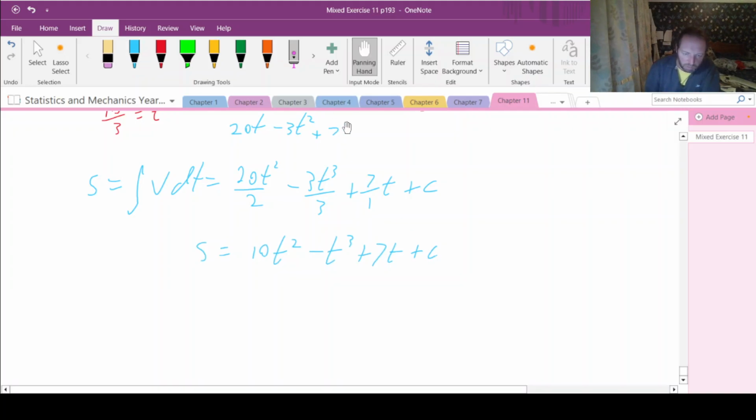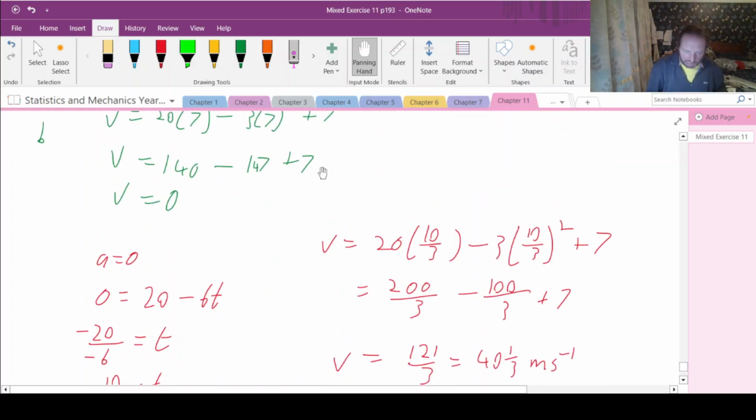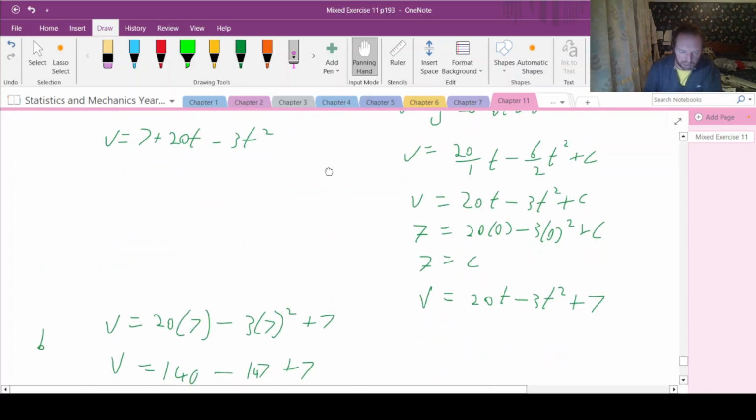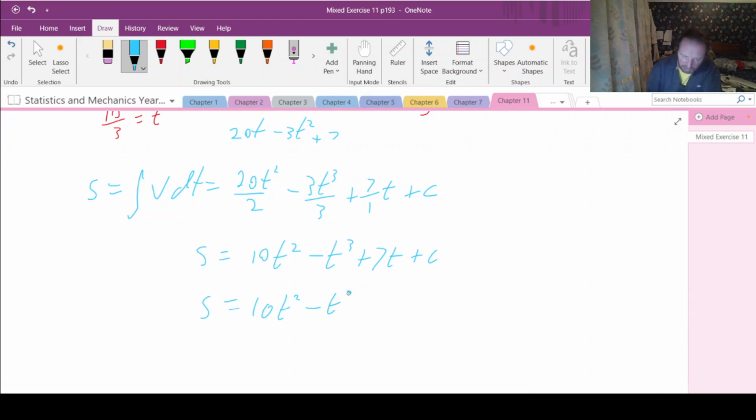Now we know from the beginning that we have travelled 0 distance at time 0. So substituting 0 in here with the distance of 0, we see that the c component disappears. So s equals 10t squared minus t cubed plus 7t. There's the formula for that.